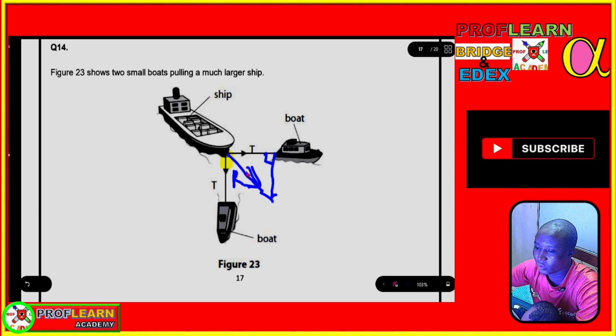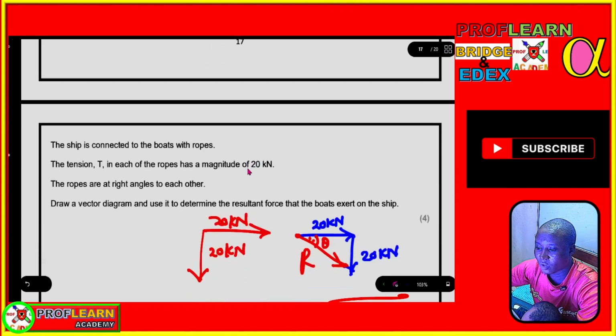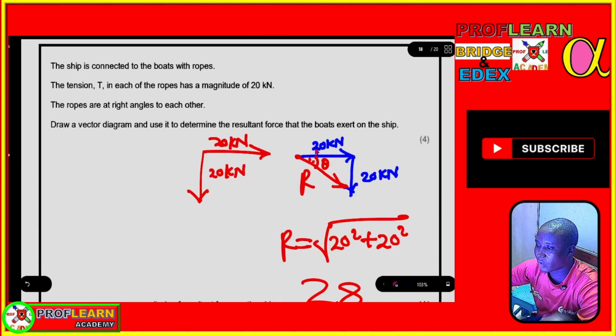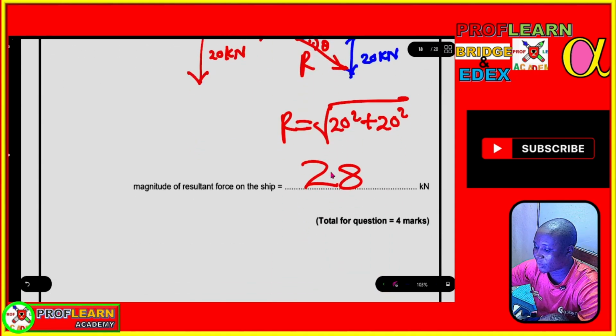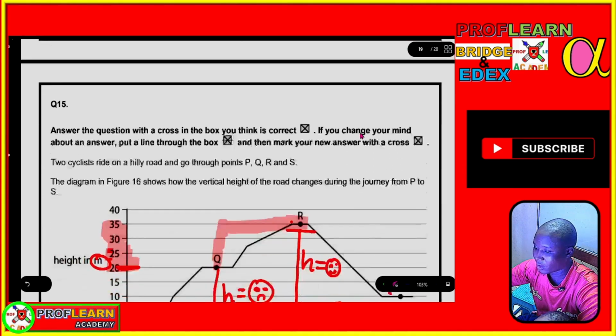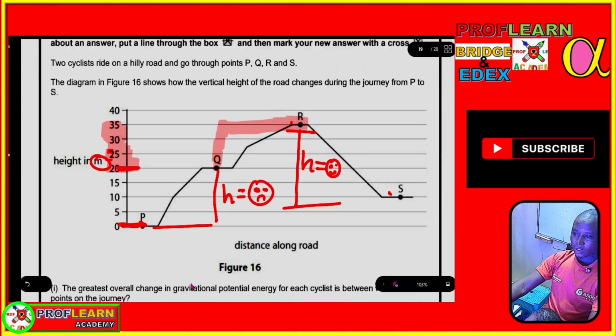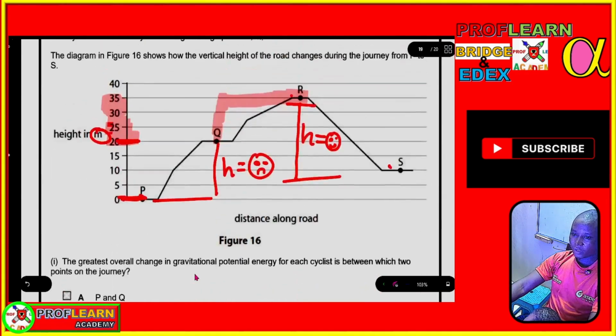We can use Pythagoras theorem in order to work it out. So we are going to say 20 squared plus 20 squared. For R, we find the square root, which is going to translate to 28 kilonewtons. So basically that's what I wanted us to focus on.